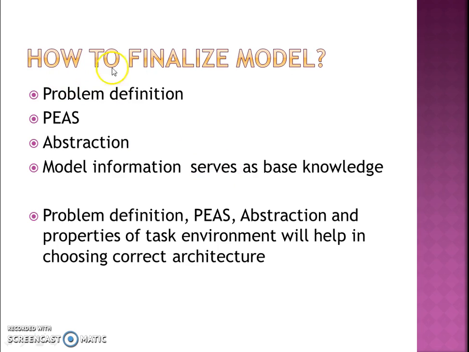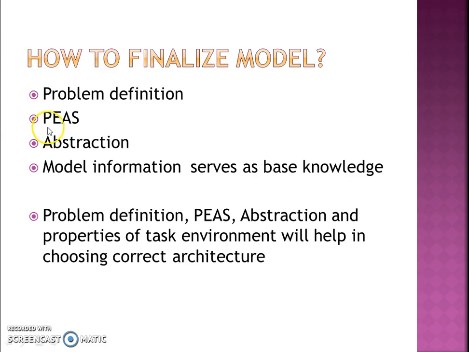So how do we finalize the model? Because there is lots of information known about just the kitchen as the model, and we would consider road as one of the domains or task environments. We may consider class as one of the task environments. So how should one define what should be finalized as the model? The problem definition will tell you what exactly we are expecting from an agent, and one should not deviate from the task or goal of the agent.